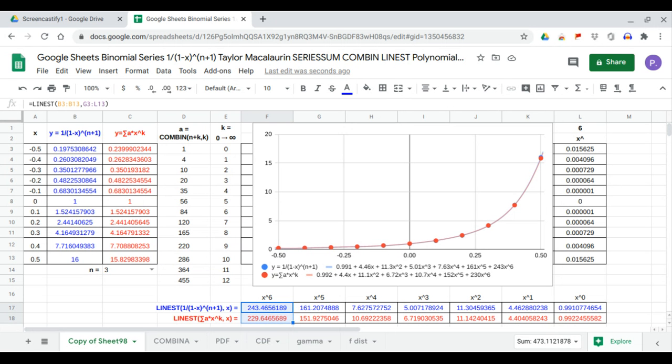This completes the use of the Taylor Maclaurin SERIESSUM to generate the dataset of the binomial series, and LINEST Polynomial Regression to generate the trend line and trend line equation.